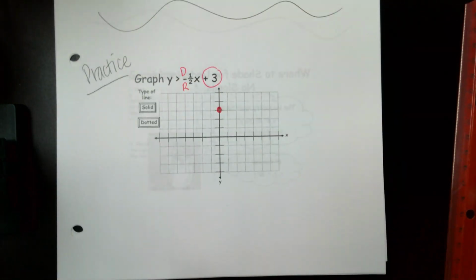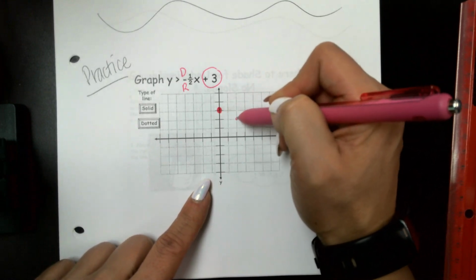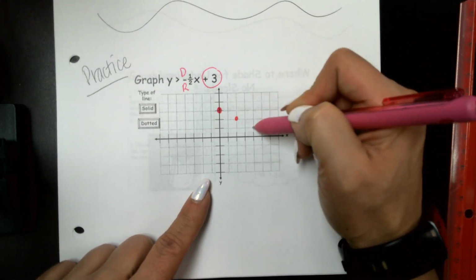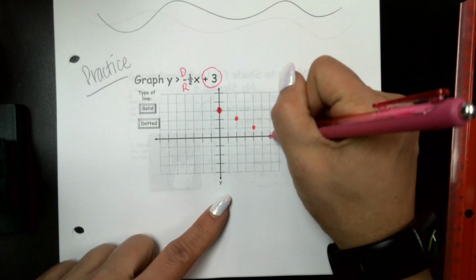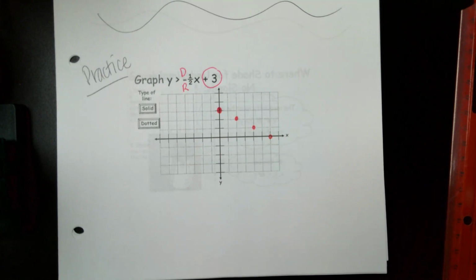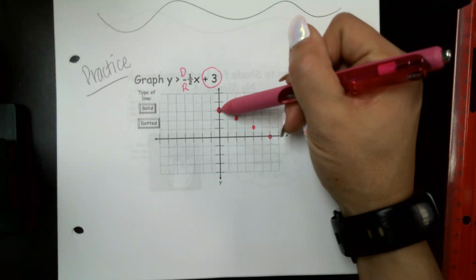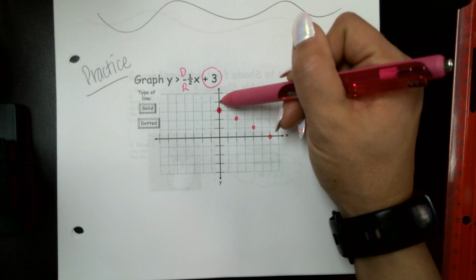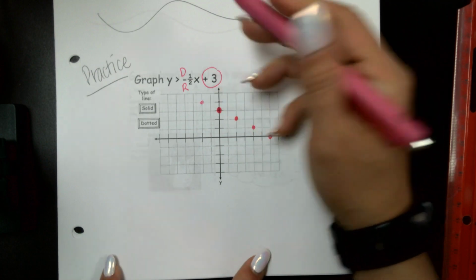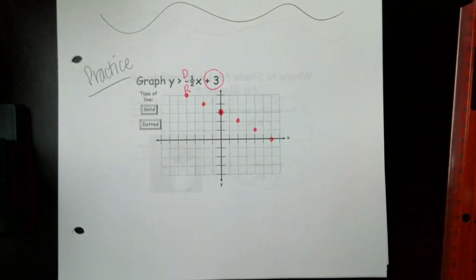Okay, so what I'd like you to do is, starting here, count down 1, right 2, as many times as you can. And don't make a line yet. Down 1, right 2. Now, I'm out of room, so I'm going to go back to my starting point, and instead of down right, we're going where? Up 1, left 2. You should be able to do that twice. Up 1, left 2. Okay?